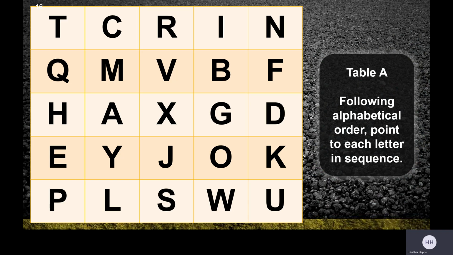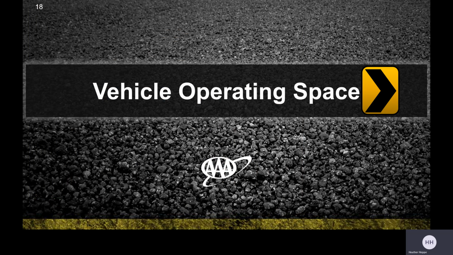Okay, this is just a task that we're going to kind of skip over. It's an activity to do. Vehicle operating space. We want to talk about that next as to where the vehicle can move and maneuver.